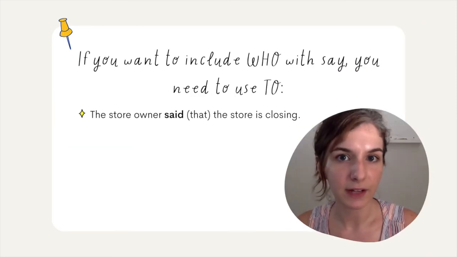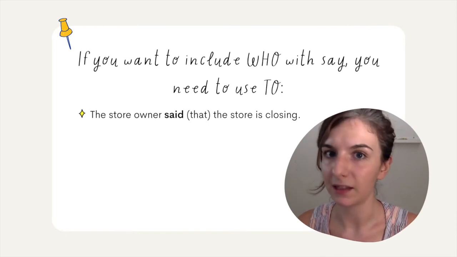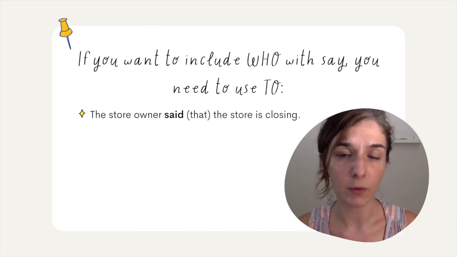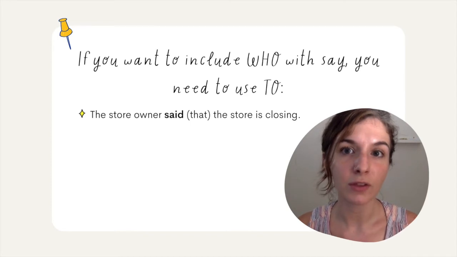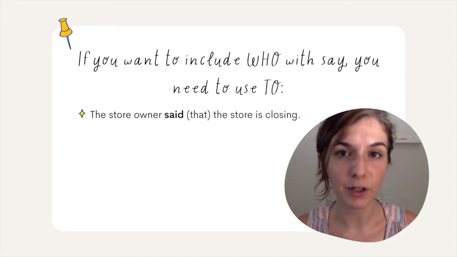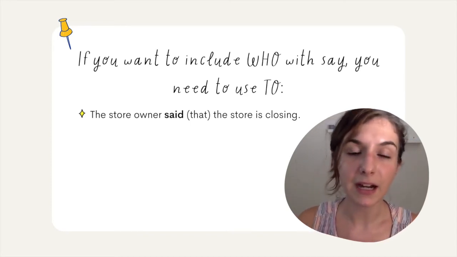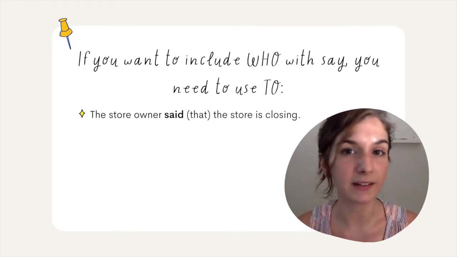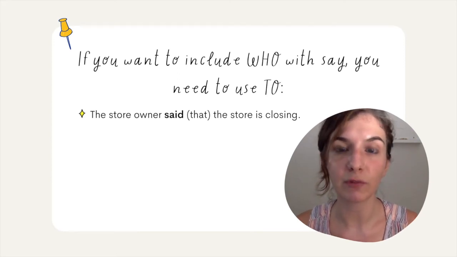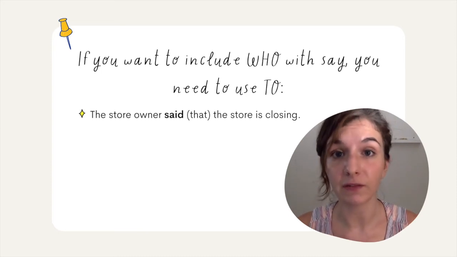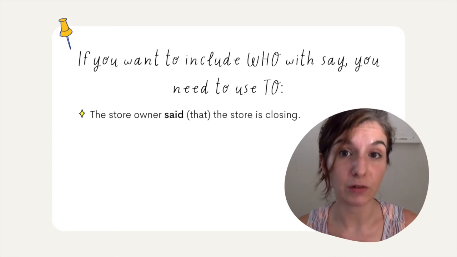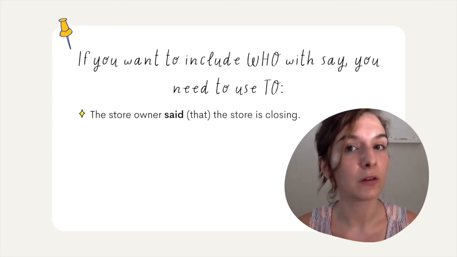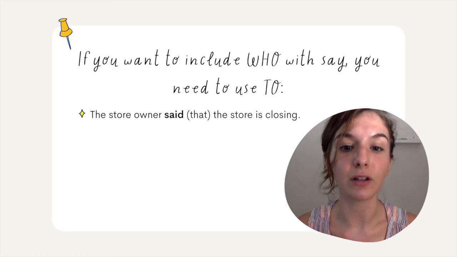Now you might notice that some information is missing in these sentences. For example, when we use tell, we could say the store owner told his customers blah, blah, blah. But here with said, we don't have this information in these sentences. We're not telling you who this information was given to or who it was said to. If you want to include this information in your sentence using say, you absolutely need to use to in order to do that. What do I mean? Well, let's take a look.